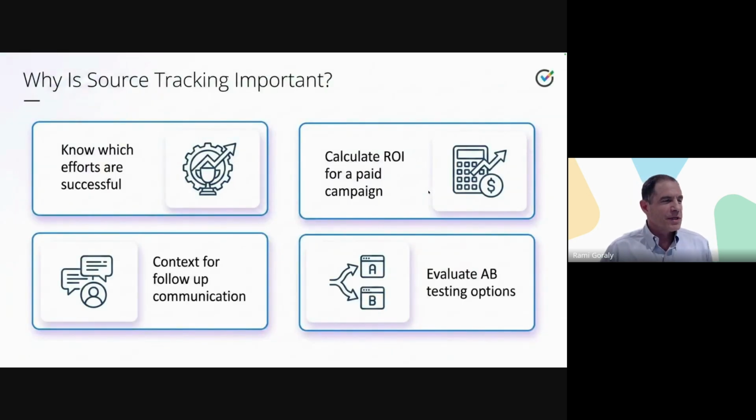So why is it important? First of all, you will know which efforts are successful. If you're paying for traffic, you can calculate the ROI. It also gives you context for follow-up communication. If you need to reach back to someone who made a booking, it's important to know if they booked because they saw you in a seminar or because they read your post on LinkedIn, for example. And it also helps you evaluate A/B testing options. So if your booking page is embedded in a landing page, or if you have a certain call to action, you can evaluate these and optimize accordingly.